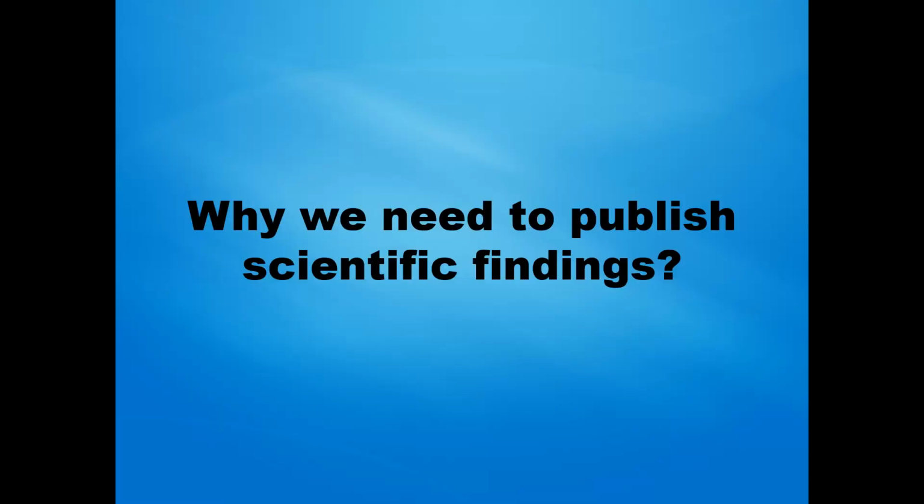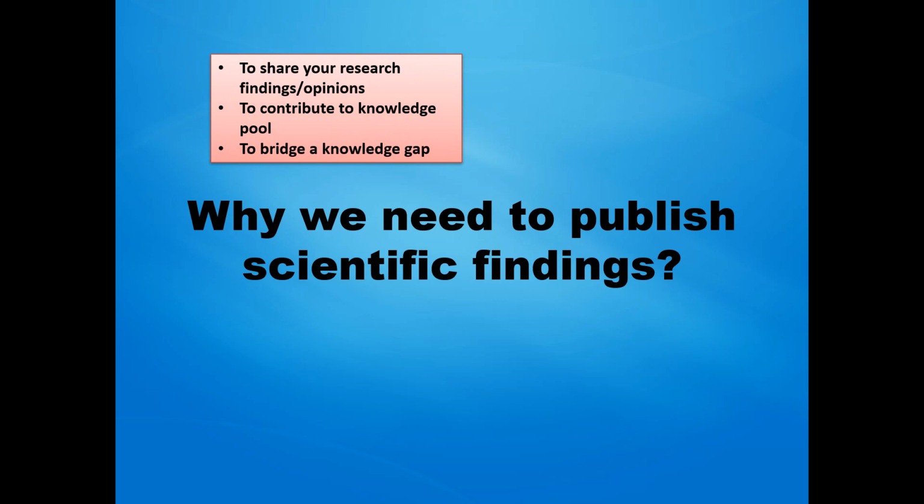So I guess most of you have no experience in study publishing. So I think we need to know why scientific articles are being published in the first place. The first and foremost reason is that scientists want to share their research findings and opinion with a worldwide community. They also want to contribute to the knowledge pool to fill the scientific knowledge gap.